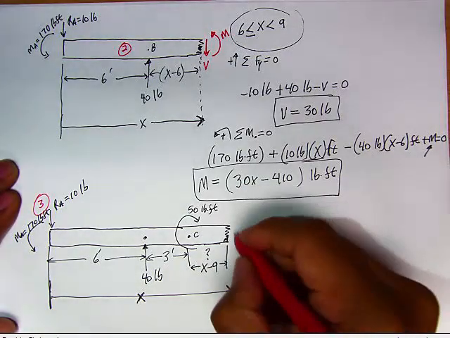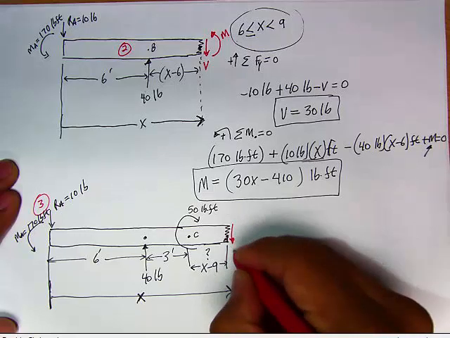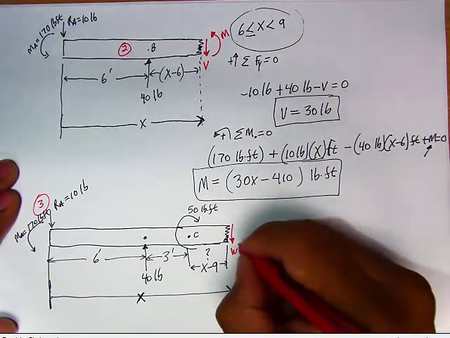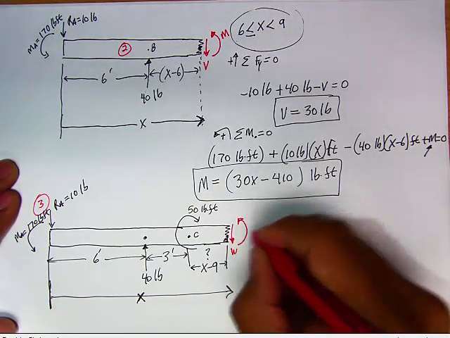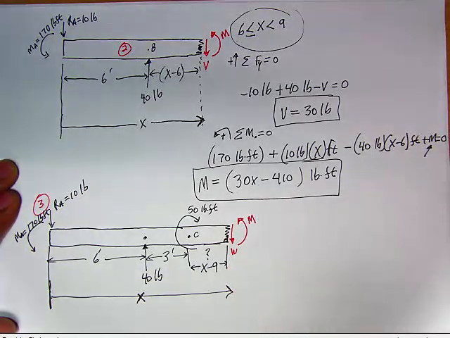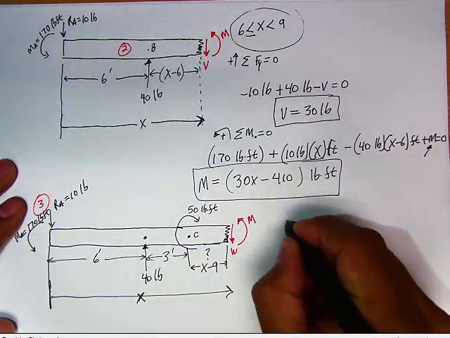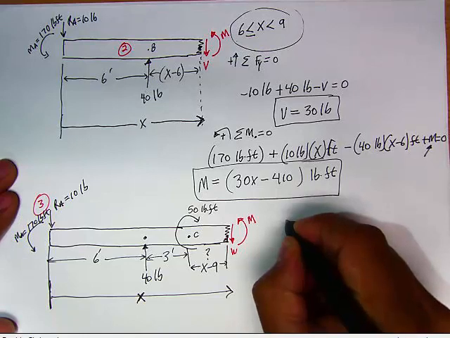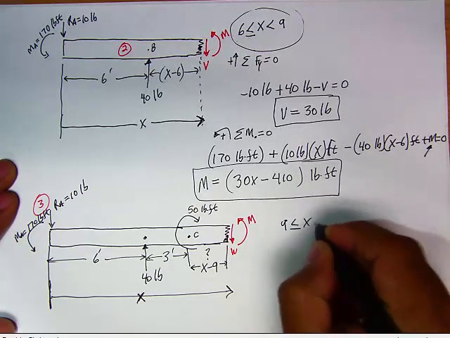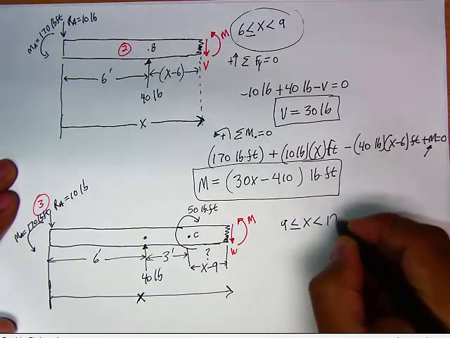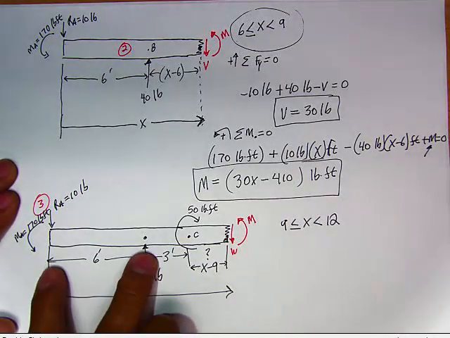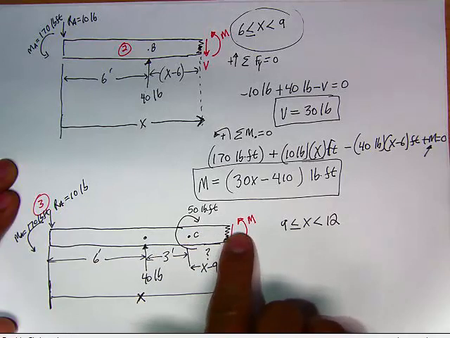Last but not least, let's add our shear, always producing a clockwise, and our moment, always producing a happy face, or a smile, I should say. And let's go ahead and get started with solving for our equations. We begin by always stating that this is only valid from 9 to 12. From here all the way up to 12.